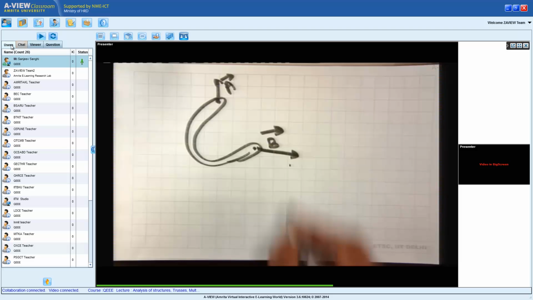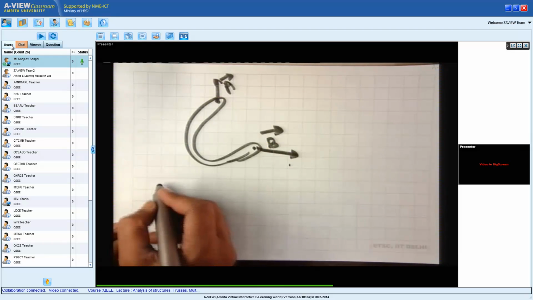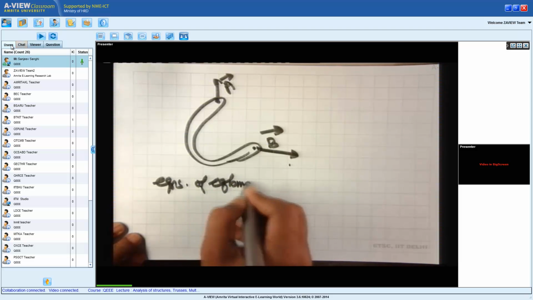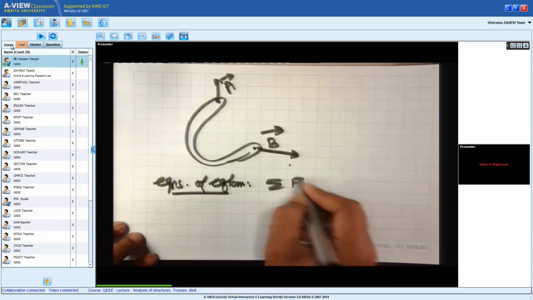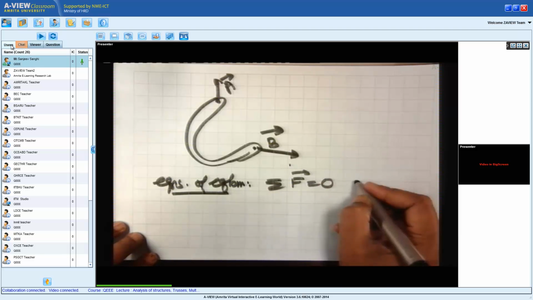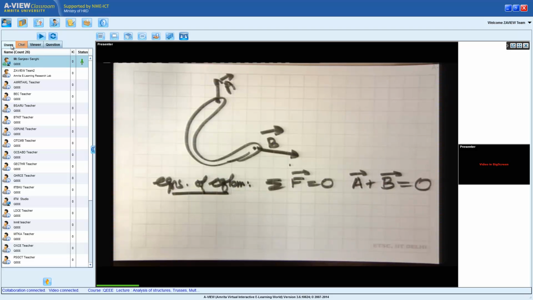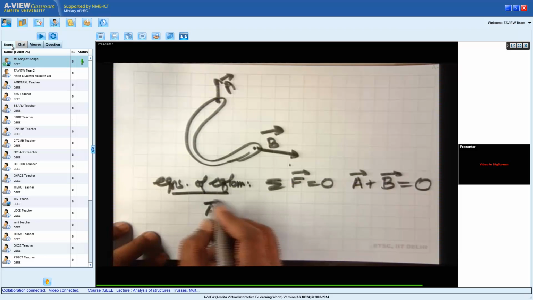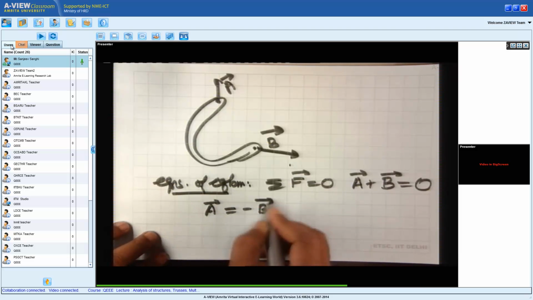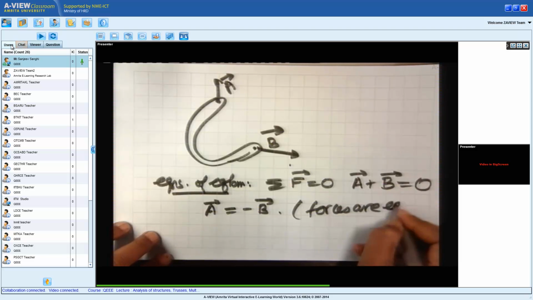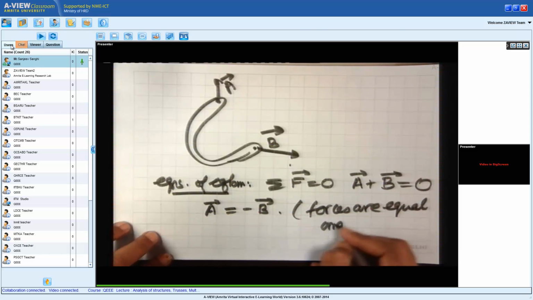Okay. Now equations of equilibrium. So the first equation which I get is A plus B is equal to 0. What does that mean? That A is equal to minus B, which means the forces are equal and opposite at the 2 points of application.